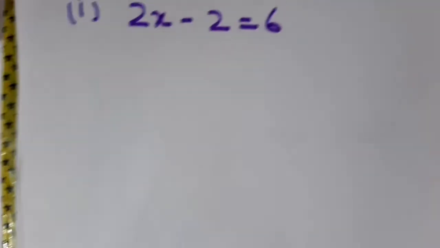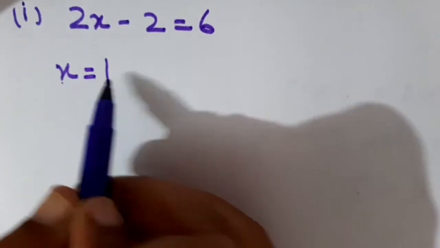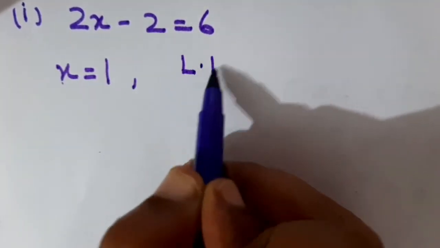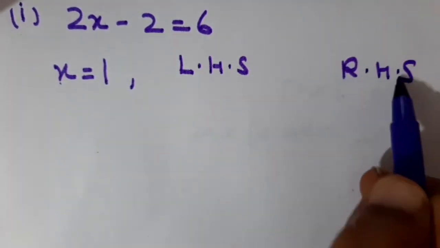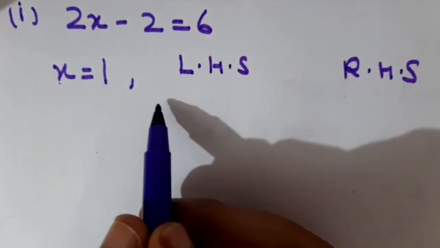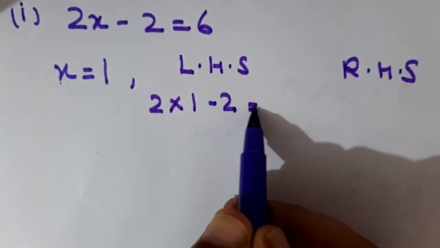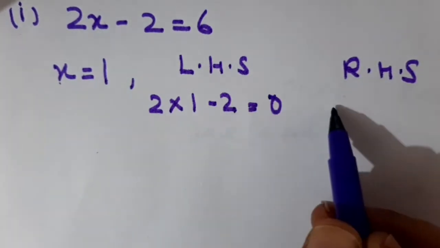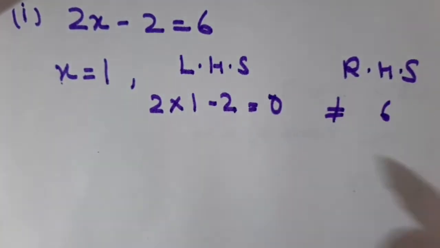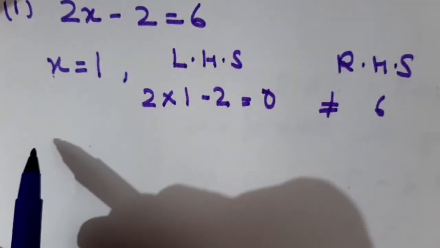Let us see how we will do this. See here, I'll start with 1. First of all I'll take the value of x as 1. Now this is my LHS and here I'll write the RHS. My LHS will be 2 into 1 minus 2, which is 2 1s are 2, 2 minus 2 is 0, which is not equal to 6. My RHS is 6. So x equal to 1 is not the value.